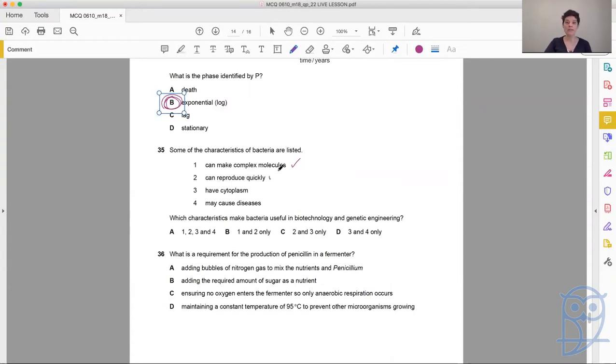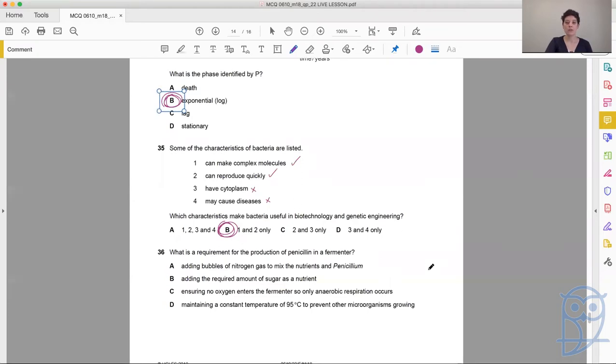Yes, it is, because then we can get lots of the one we want. The fact that they have a cytoplasm, not so particularly useful. And the fact that they can cause diseases, no, we're not looking for that. We're looking at this feature of reproduction and ability to make complex molecules for biotechnology and genetic engineering. So always be careful to answer your question in the context that's being asked. So 1 and 2 only, our answer is B.